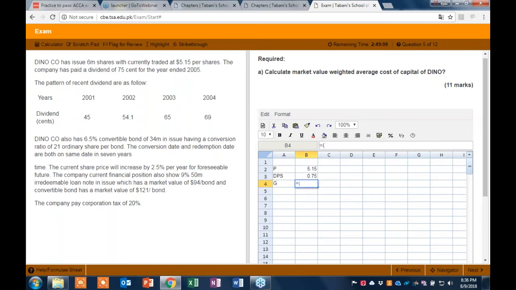So using the compound growth rate formula, we just need to pick the latest dividend, which is 75 cents, divided by the earliest dividend, which is 45 cents. And the number of years in between, ignoring 2001, 1, 2, 3, and 2005, 4. So there are 4 years, and minus 1, and just change the format. It's 13.62%, quite a huge growth.